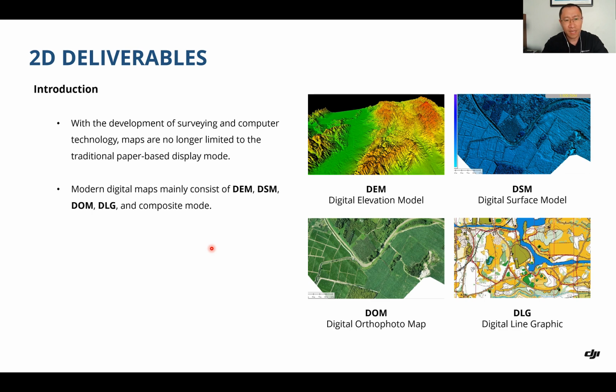So with the development of surveying and computer technology, maps are no longer limited to the traditional paper-based display mode. Modern digital maps mainly consist of DEM, DSM, DOM, DRG, and composite mode.